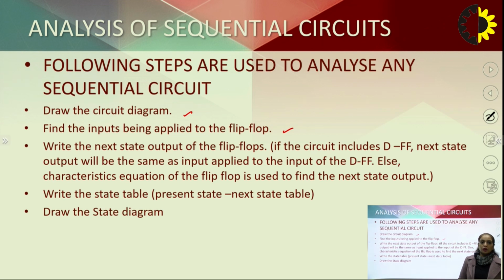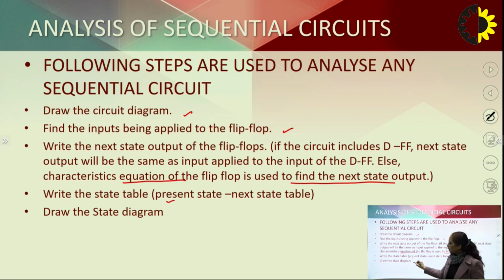Next state output, if you are using the D flip-flop, whenever the clock pulse is applied, whatever input is applied, it will be your output, right? So the next state output will be directly proportional to the applied input. But if you are using T flip-flop or JK flip-flop to analyze any circuit, the characteristics equation is used to find the next state output. The next step will be to write the state table, which includes present state and next state, and finally we will draw the state diagram and we will conclude the operation.